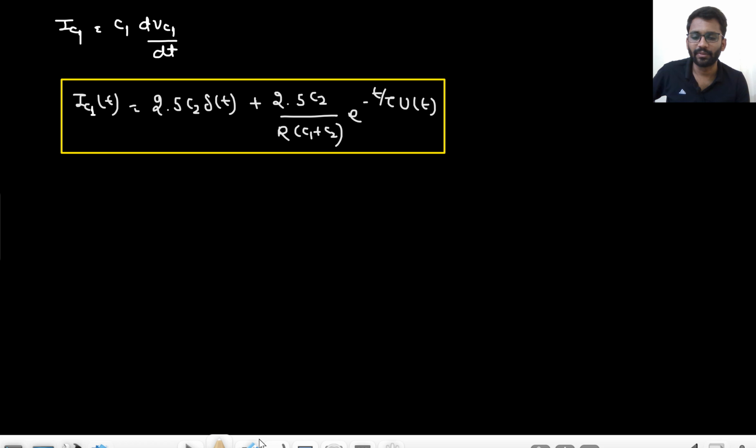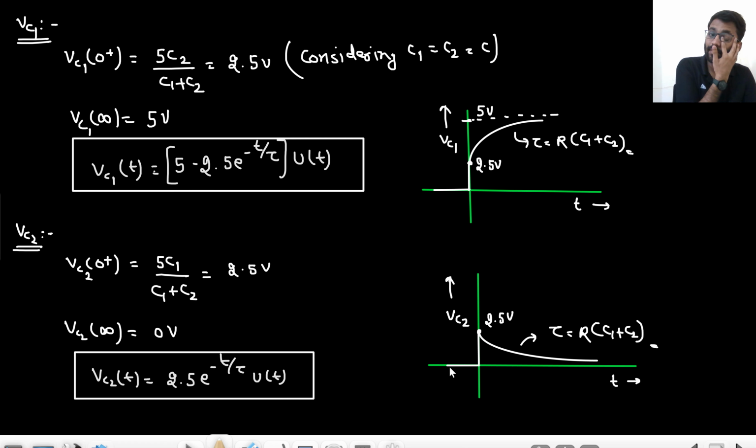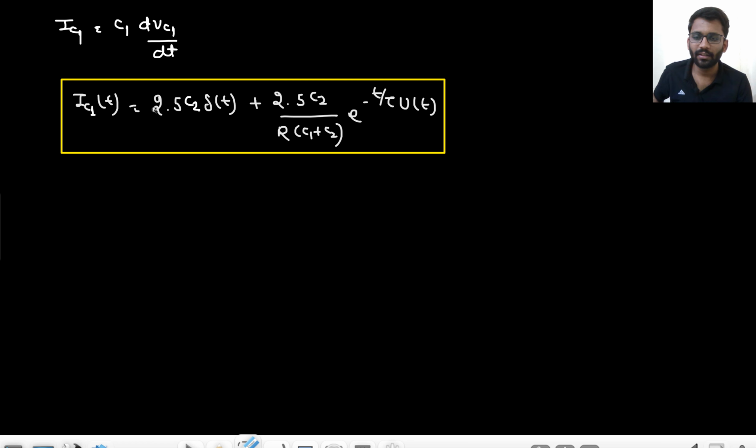And here it will not be C2, it will be C1. Right. Wait. It will be C2 only. Wait. So what will be that value? We are talking about IC1. So 2.5 C1 into delta T. So that would be 2.5 C1 into delta T goes from 0 to 2.5, but for capacitor C1. So here it would be C1 only. Okay. Here would be C1.